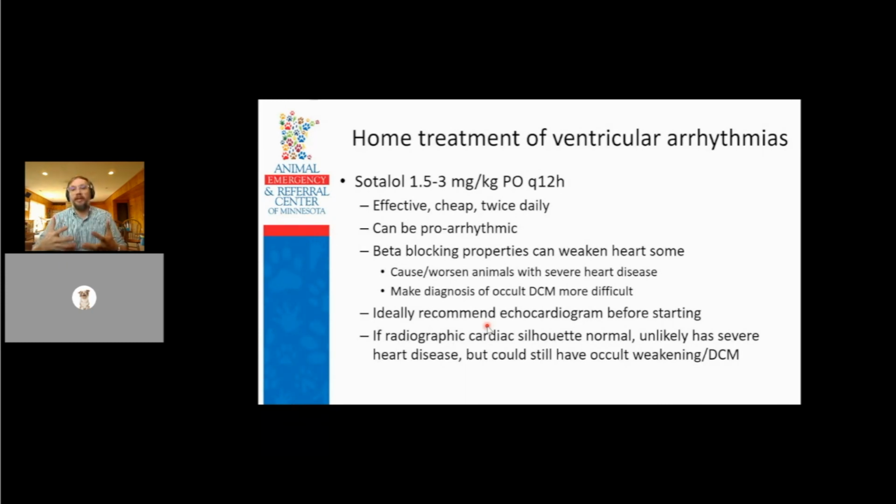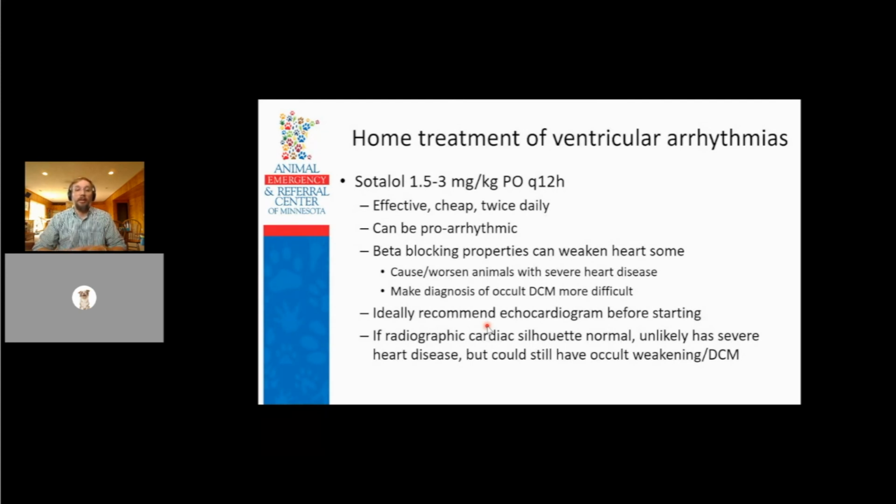Sotalol is usually our first choice. It's cheap, it's effective, it's twice a day. It can be pro-arrhythmic, but usually it's very effective. It's primarily a potassium channel blocker, but like I said before, has some beta blocking properties. So I really don't like to start it without an echo.